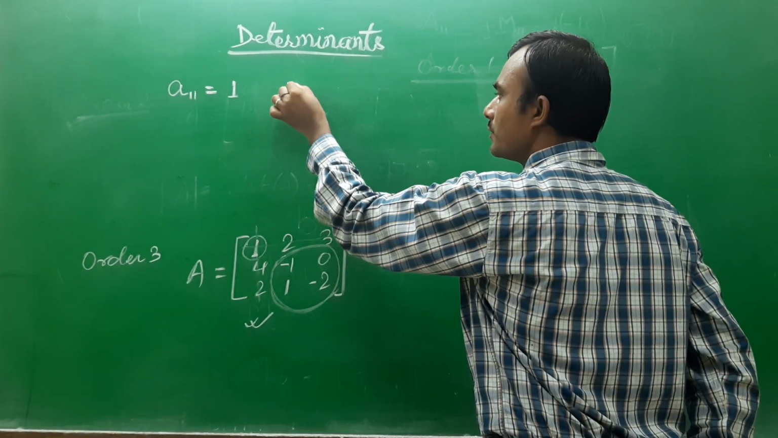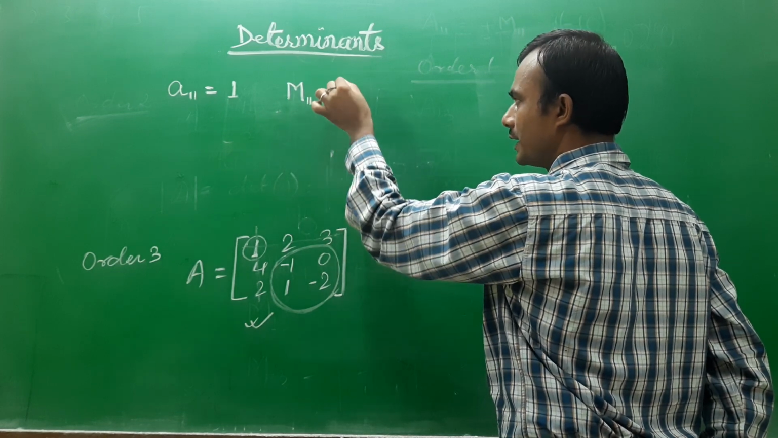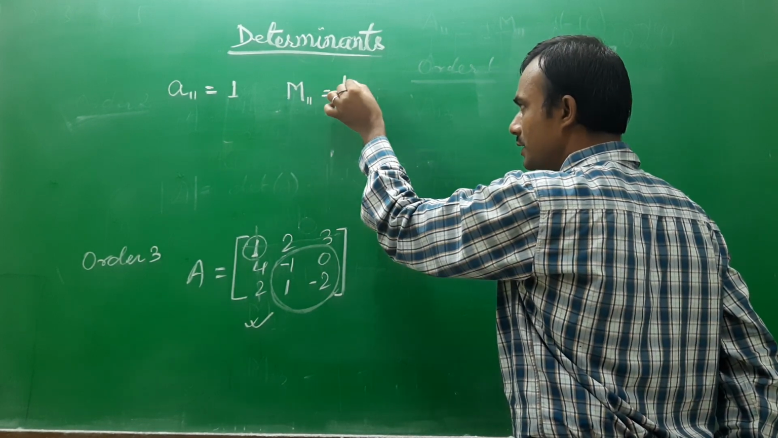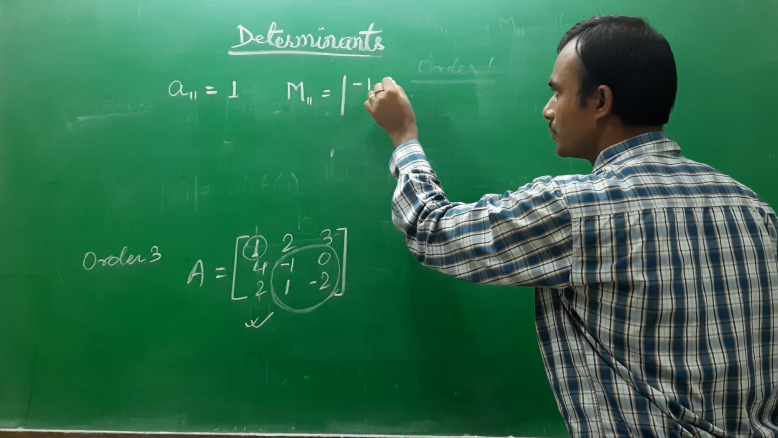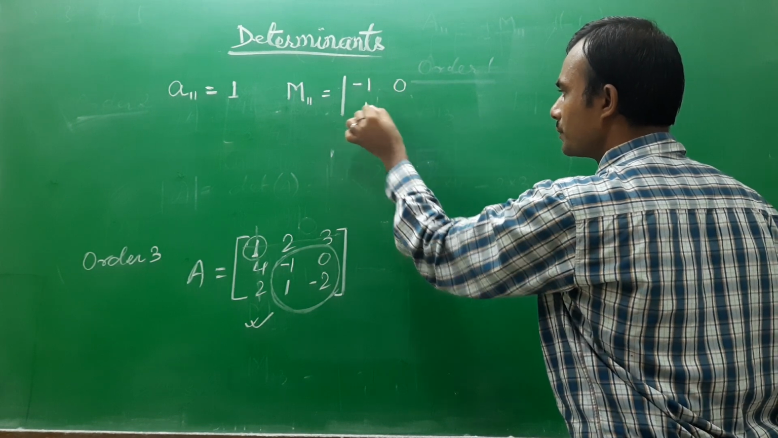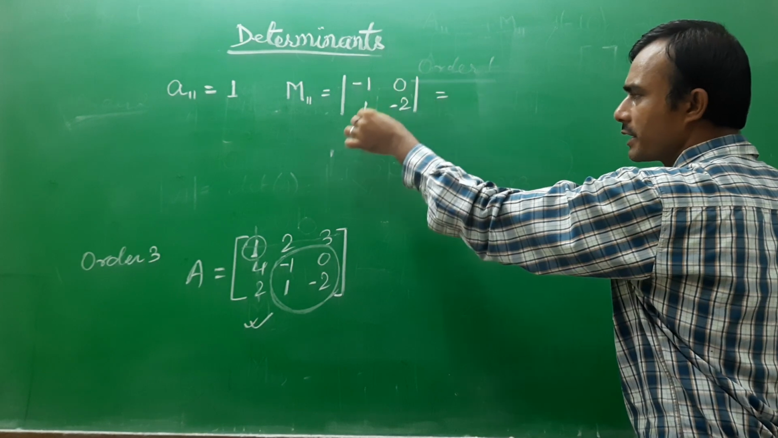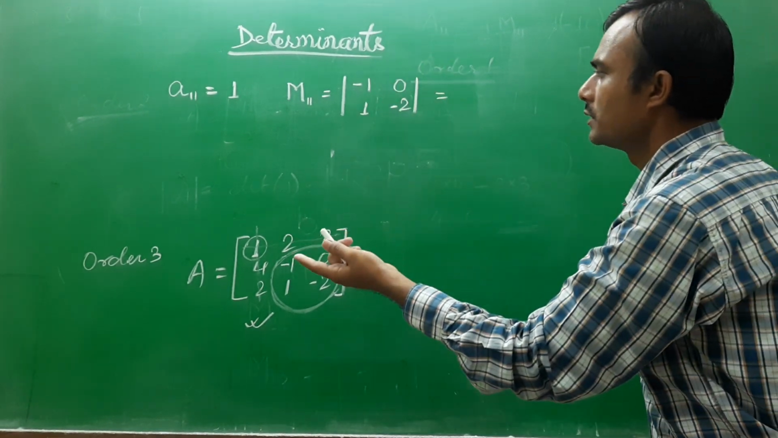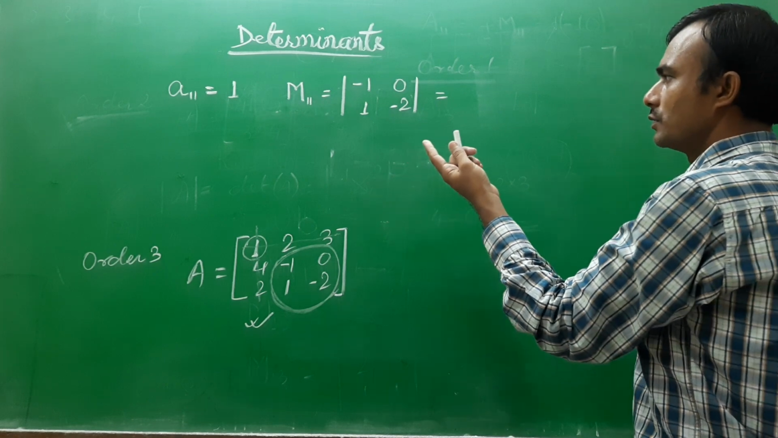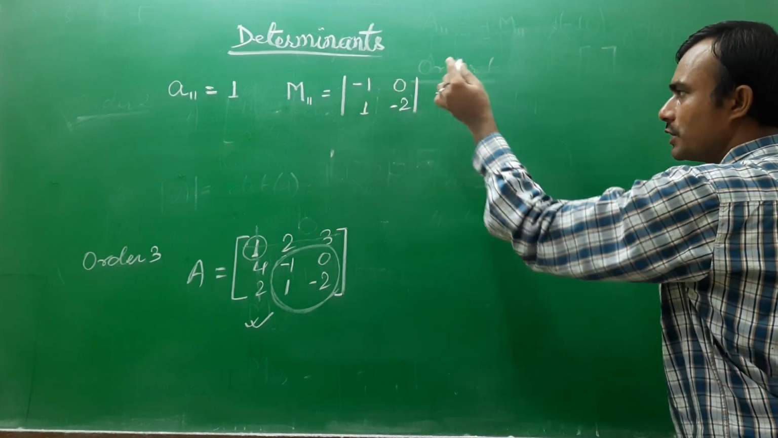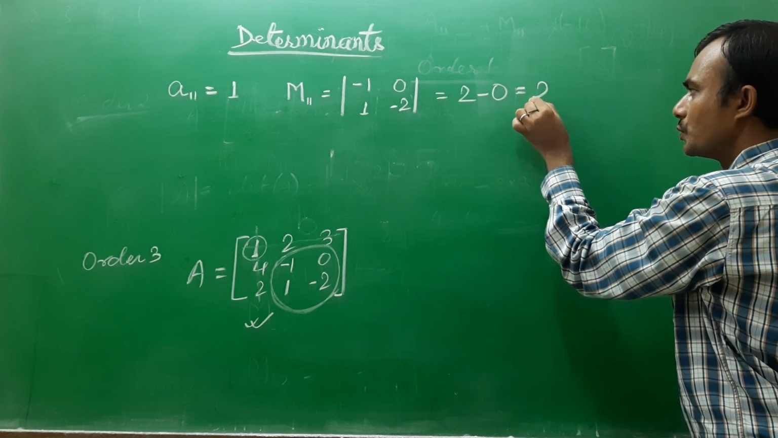For the minor, we write M11 for the first element, which is the determinant of minus 1, 0, 1, minus 2. Do the cross multiplication, same as we did for a 2 into 2 matrix when finding the determinant. So 2 minus 0, the minor is 2.